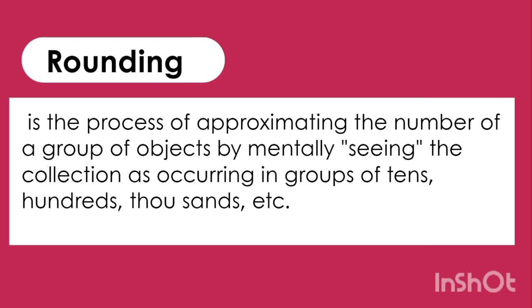Rounding is the process of approximating the number of a group of objects by mentally seeing the collection as occurring in groups of tens, hundreds, thousands, and so on. That is the purpose of place values. It's also used for rounding numbers.